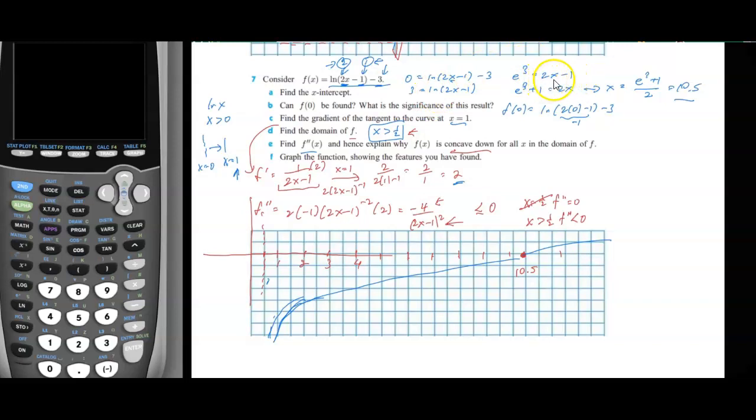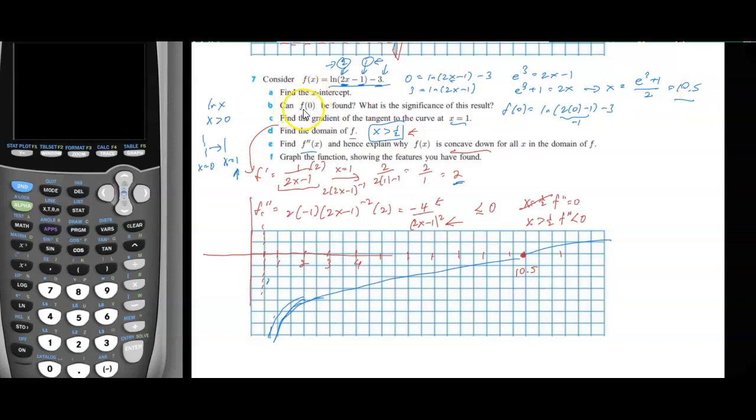Now I want to isolate the x, so I add 1 to both sides. So I have e cubed plus 1 equals 2x. Now I want to isolate the x, so I divide both sides by 2, and I get (e cubed plus 1) divided by 2. In my calculator, I found out that that's 10.5 about. Okay, so that was the x-intercept.